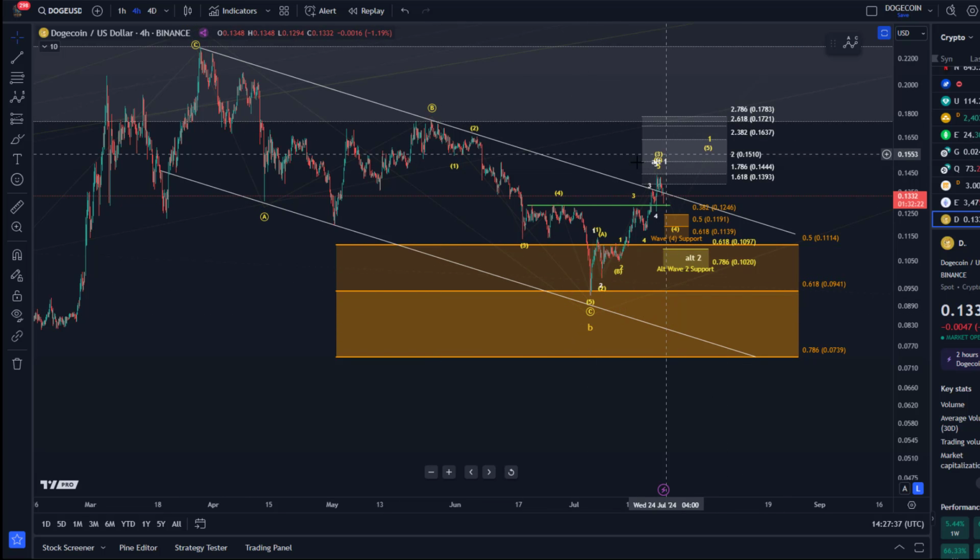Now, however, it's looking a little bit more promising. It's looking less like a 3-wave rally. It's looking more like a 5-wave rally, which would even look clearer 5-wave-like with one more high. That's how I see it.